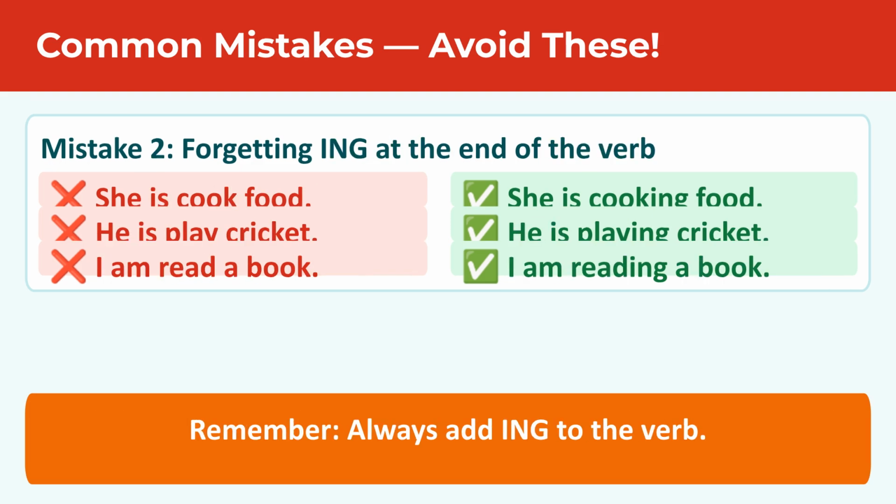Mistake 2. Forgetting ing at the end of the verb. Wrong. She is cook food. Correct. She is cooking food. Wrong. He is play cricket. Correct. He is playing cricket. Wrong. I am read a book. Correct. I am reading a book. Remember, always add ing to the verb.